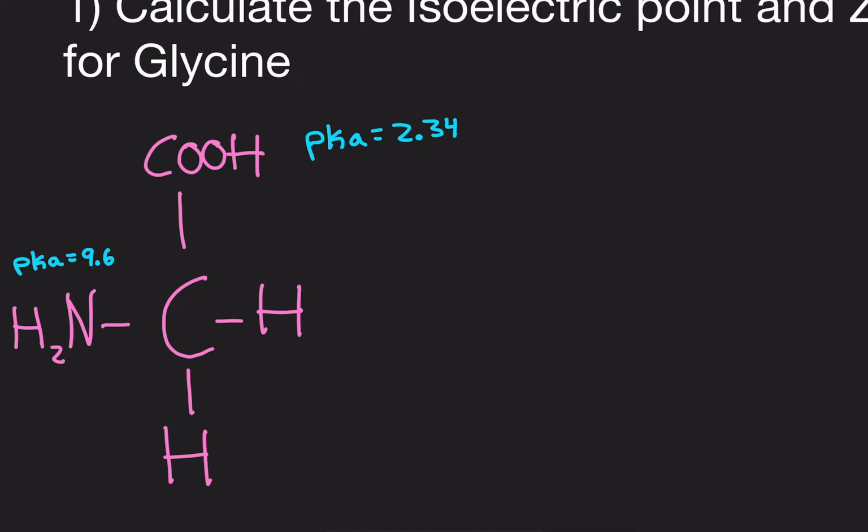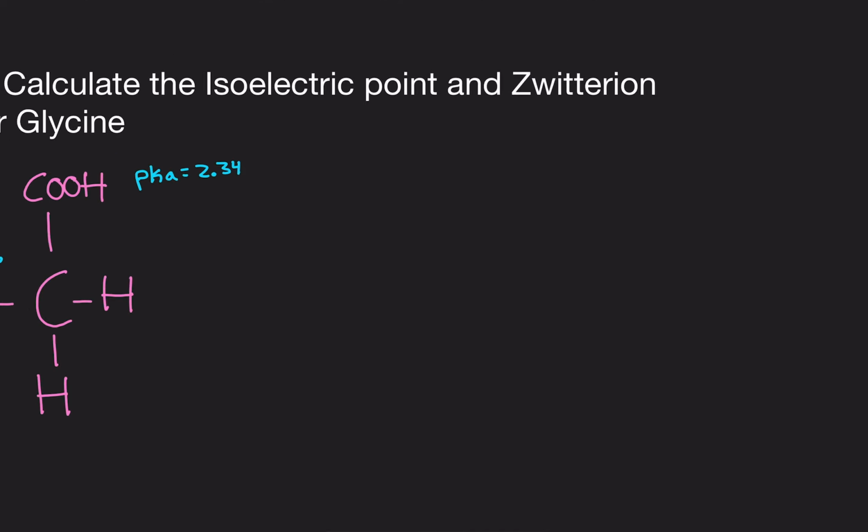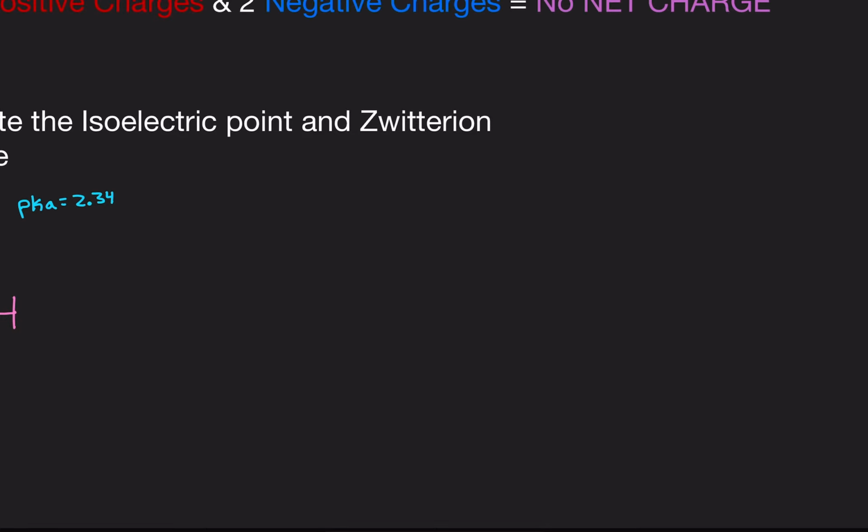Now, what you're going to do is identify the pKa values for the functional groups. So the carboxylic acid functional group has a pKa of 2.34. The amino group has a pKa value of 9.6. The next step is what I like to call the number line method. This is the easiest way I found to calculate the isoelectric point and the Zwitterion. Some people just memorize how to do it, but I think for learning, this is the best way.